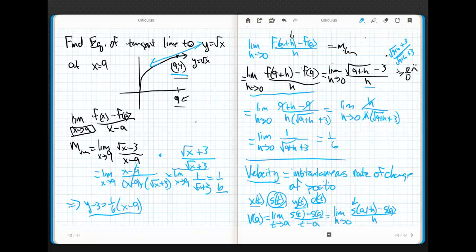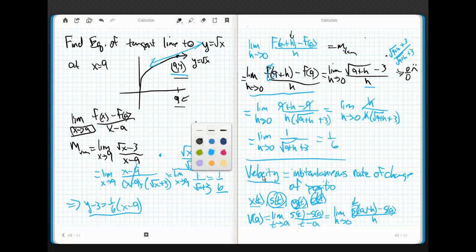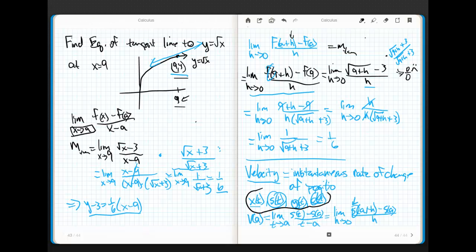Remember, these letters, whether they're f's, s's, y's, d's, who cares? They're chosen arbitrarily. They're chosen just really to differentiate one function from another. So don't be afraid to see an S. Just realize that all of these equations right here are position. And the instantaneous rate of change of position is velocity. Isn't that awesome? All right, good times.